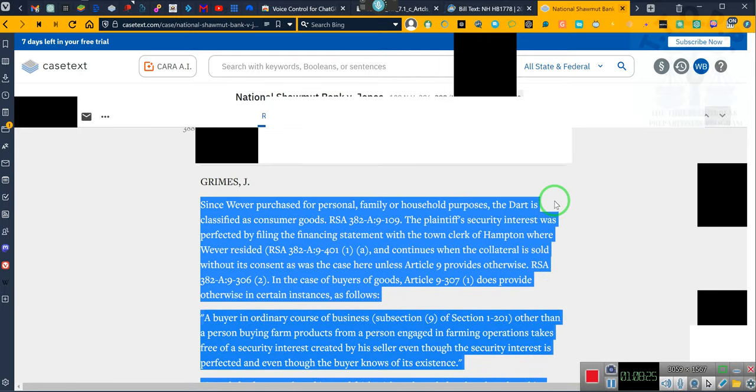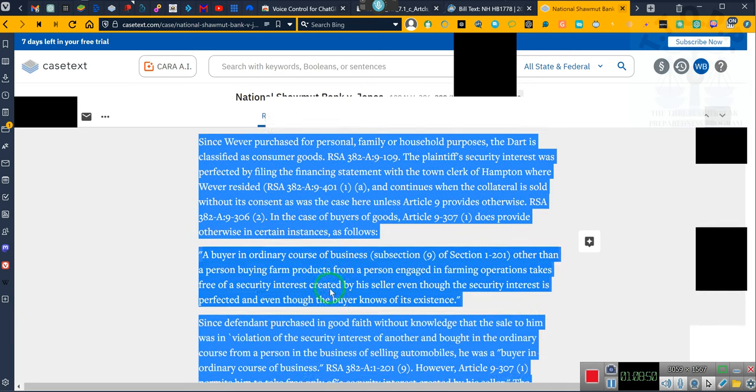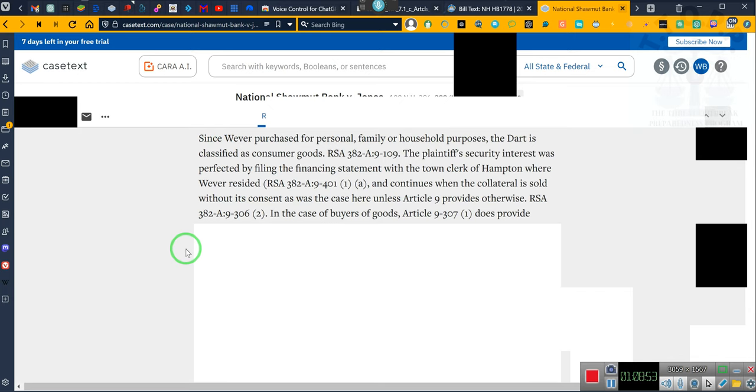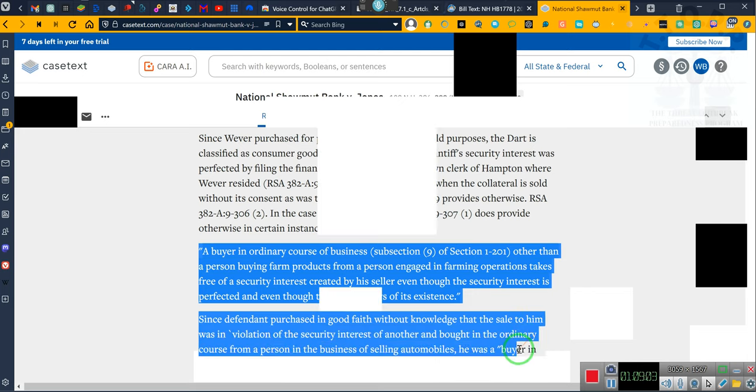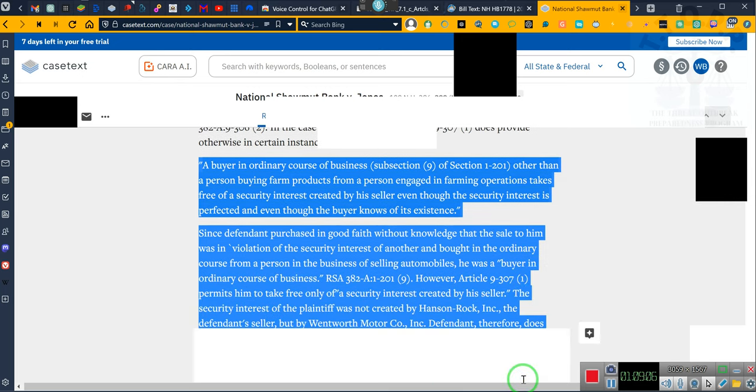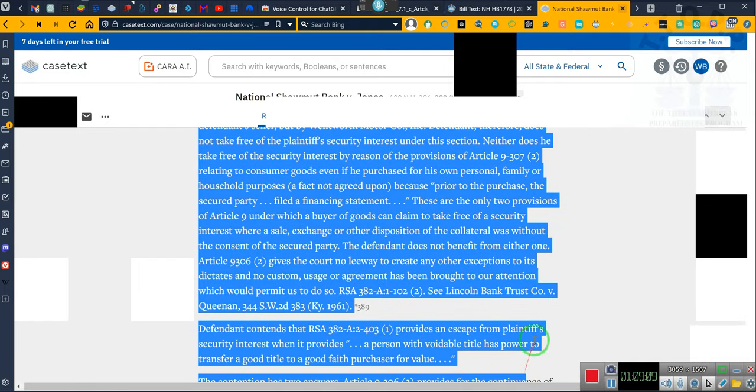Okay, let's get back up here to consumer goods, household goods. The plaintiff's security interest was protected by the filing of a financial statement with the town clerk in Hampton, where Weaver resided, and continues when the collateral is sold without its consent, as was the case here, unless Article 9 provides otherwise. Okay? The buyer in the ordinary course of business, pay attention, 201, other than persons buying farm products, and so on.